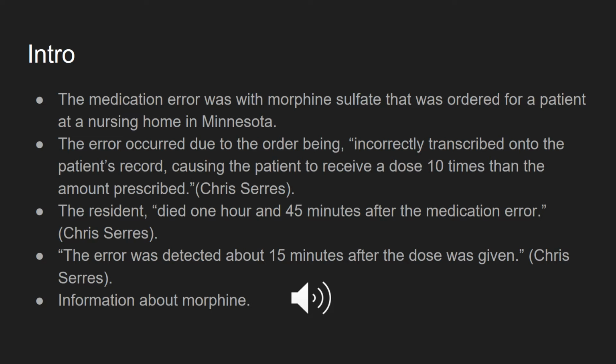So some information about morphine that we can see in our patient here is that morphine causes severe respiratory depression, which is why it's so important before we give morphine to check the respiration rate. And as we know, morphine is an opioid analgesic, and it is a Schedule II drug, and it is used to treat pain.